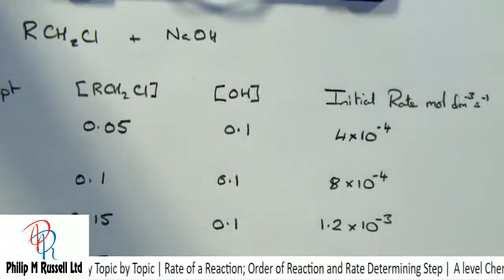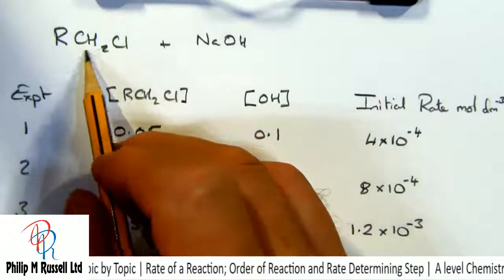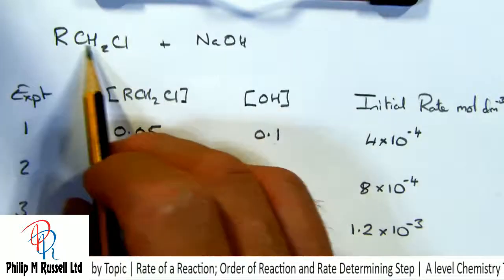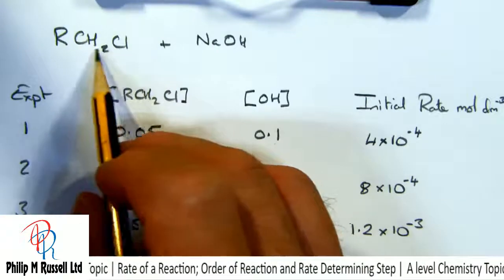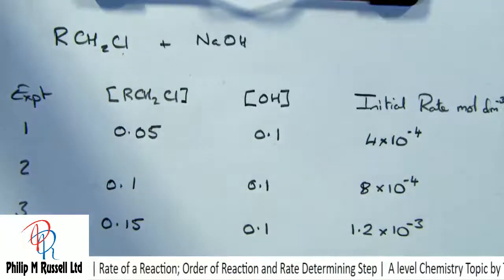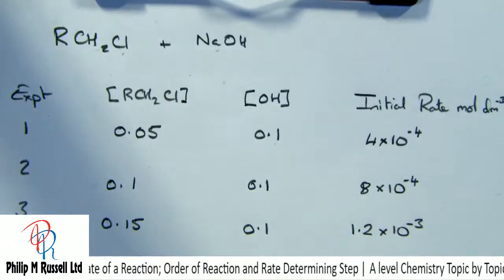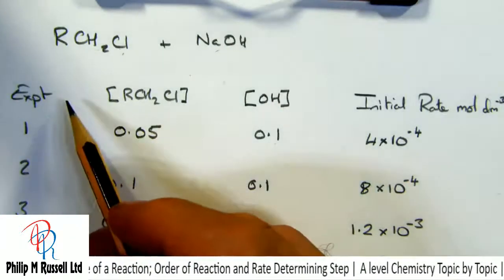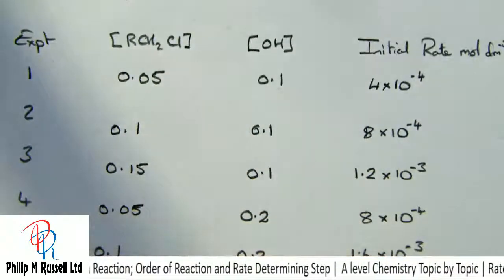I've got a reaction, and this reaction's all about taking an alkyl chloride. So we've got some sort of alkane with a chlorine attached to it, and we're reacting it with sodium hydroxide. And we perform a whole series of experiments. Here they are, 1, 2, 3, 4 and 5.